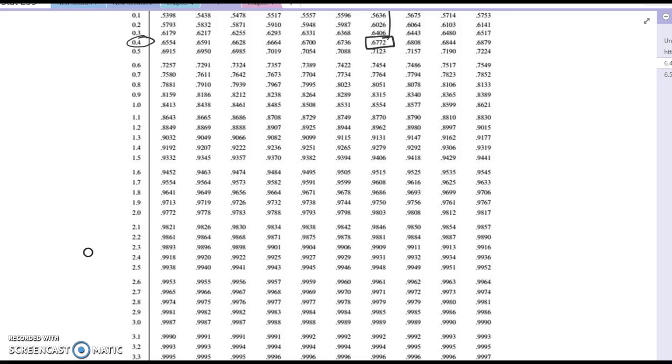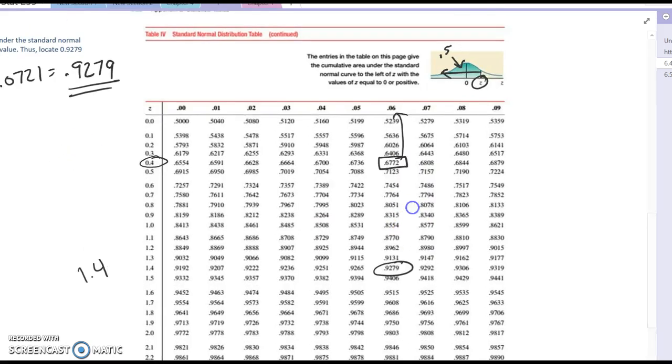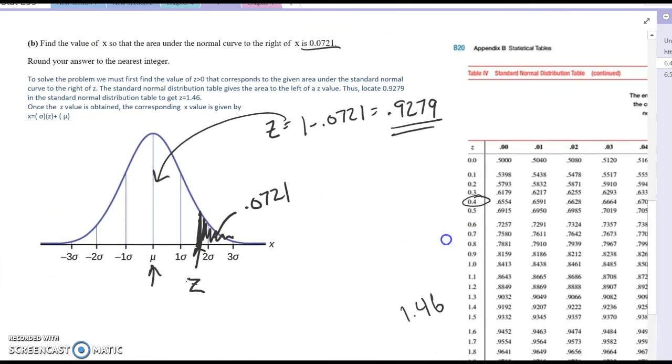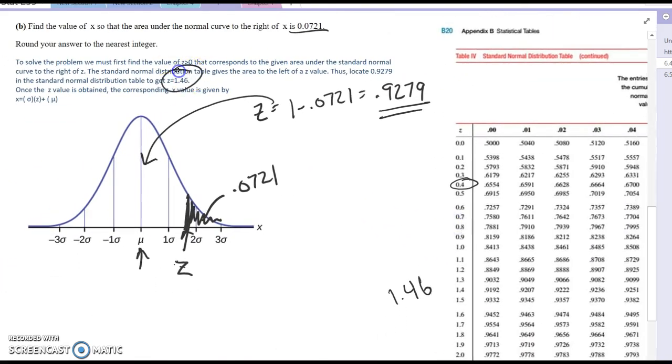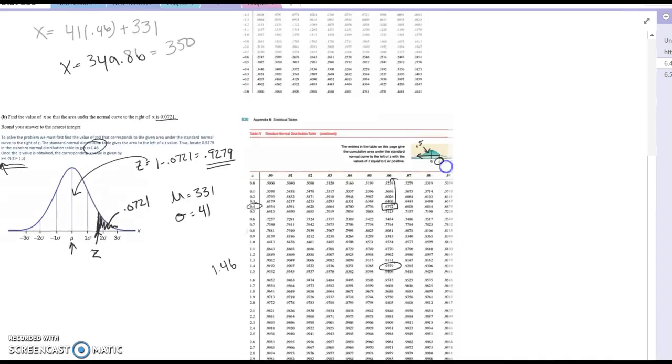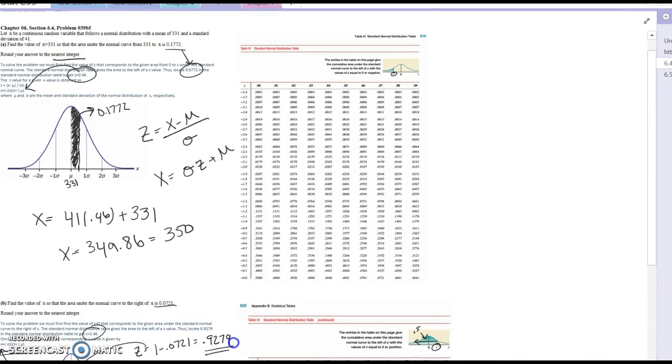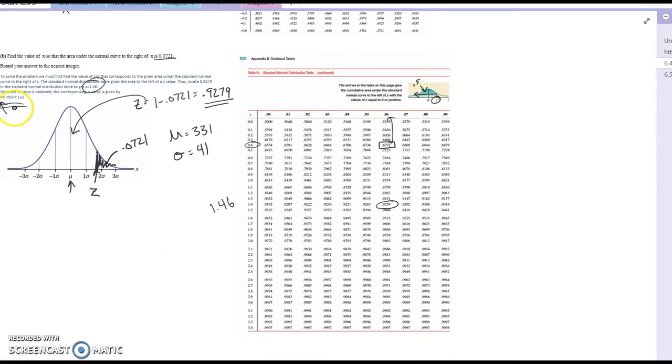0.9279. So we see it right here. That gives us 1.46. So that gives me the 1.46. So then we plug it back into this formula to calculate z. Sorry, to calculate x, given the mean was 331 and the standard deviation is 41, I believe, on this problem. So that should just be plugging it into that formula.